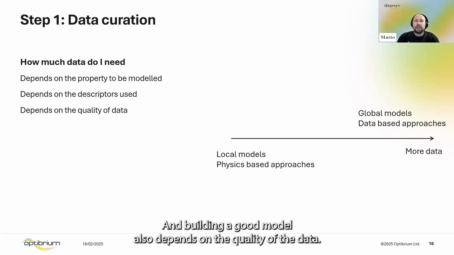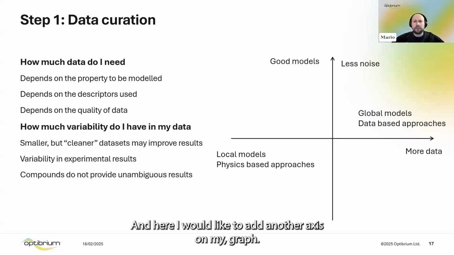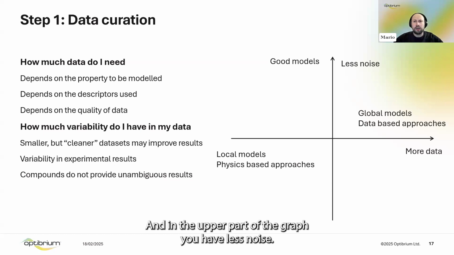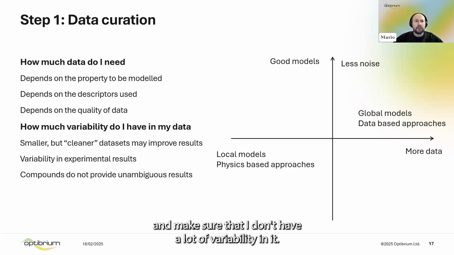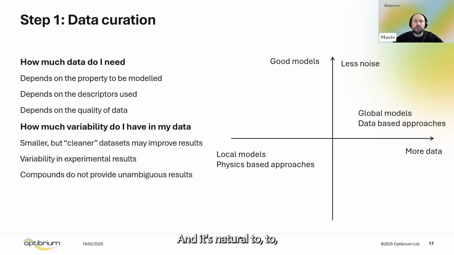And building a good model also depends on the quality of the data. And here I would like to add another axis on my little graph. So on the y-axis, we have variability or noise. In the bottom of the graph, you have more noise, and in the upper part of the graph, you have less noise. And I would very much go over my data set and make sure that I don't have a lot of variability in it. There have been studies, and we have noticed it ourselves as well, that smaller but cleaner data sets will give you better results. And it's natural to see variability in experimental results.